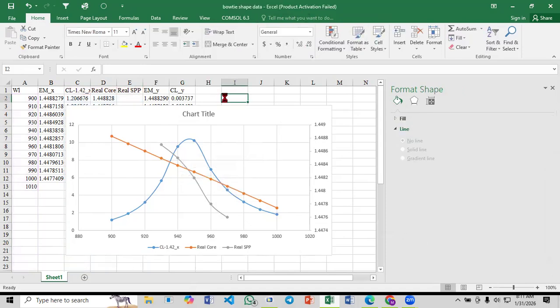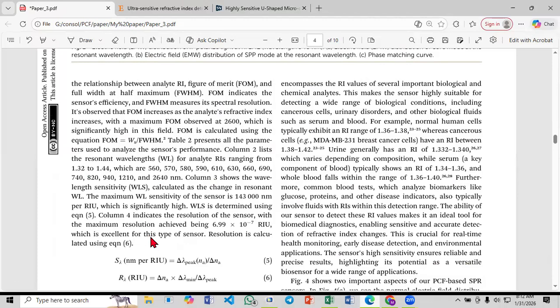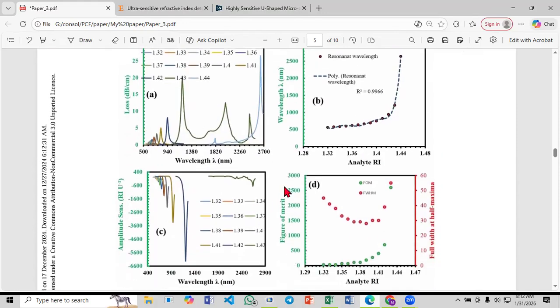So thank you. We just reproduced figure 2. Next day we'll reproduce figure 3. Not all of the figure, but we'll understand how you can calculate amplitude sensitivity, wavelength sensitivity, and figure of merit.